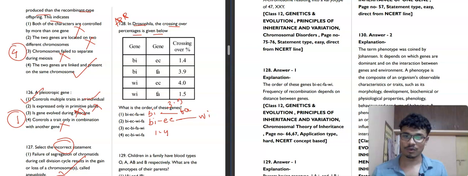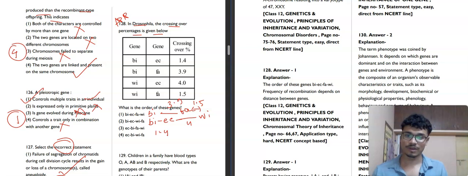And now WIFA. So it is 4, right? And WIFA, it should be like 1.5. So you can see this. PIEC 1.4 and ECFA. If you combine all of this, you will get from BI to WI. I think BIFA is 3.9 and this 1.5.